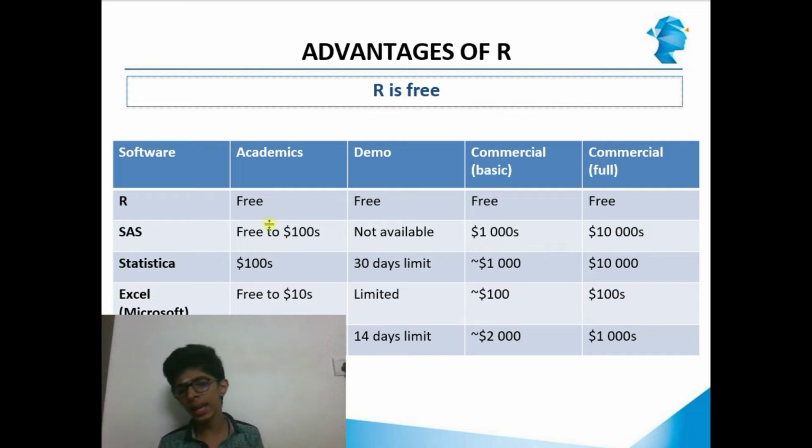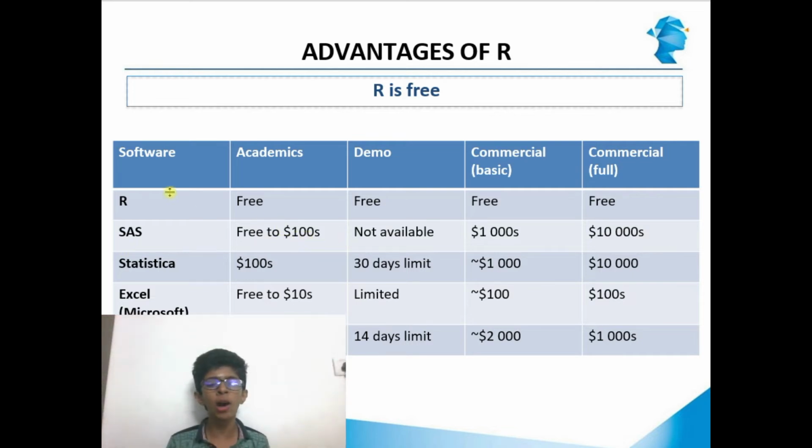Next is SAS, free to $100 for academics itself. Demo is absolutely not available, and commercial accounts for thousands of dollars. If you are taking it as commercial, even only basic, it costs about $1,000, and full commercial $10,000. Am I joking to you? They are just costing $10,000. That is 7 lakhs 65,000 in Indian rupees if you take it as commercial. What the heck?